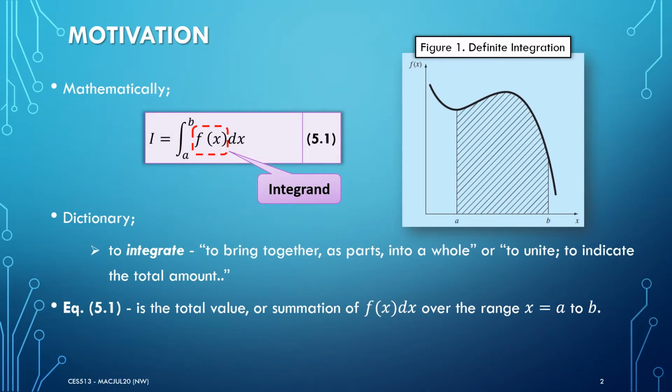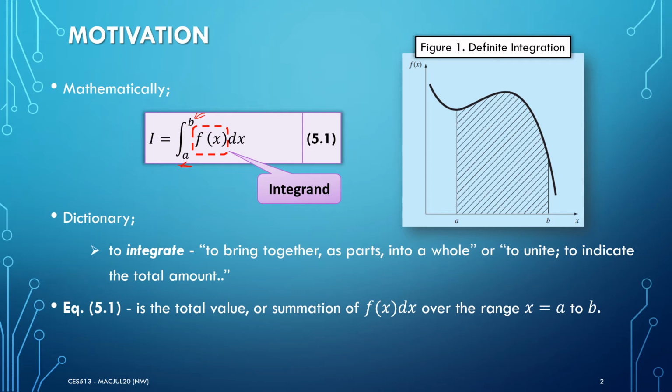All right. Integration can be mathematically represented by equation 5.1 shown here, where it is an integral of the function f(x), as you can see in the red box, with respect to the independent variable x, and it is evaluated from the limits of x equal to a at the bottom and x equal to b. The function f(x) inside the red circle is called the integrand.